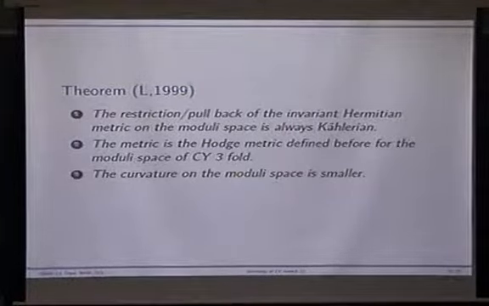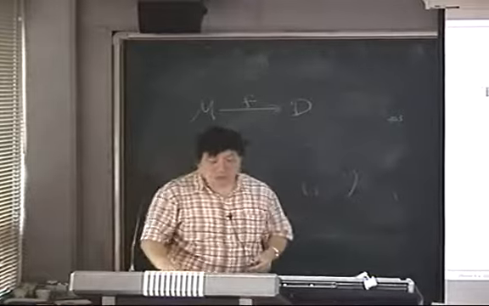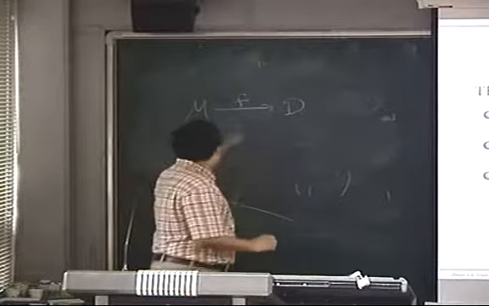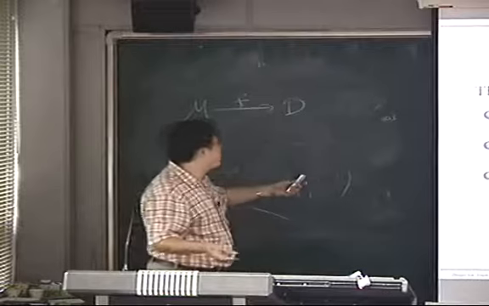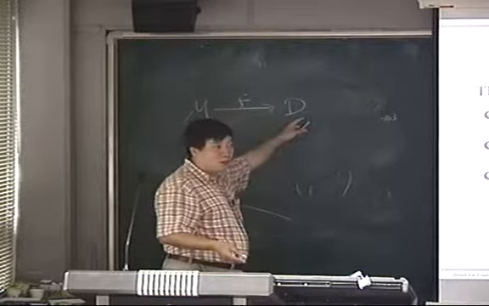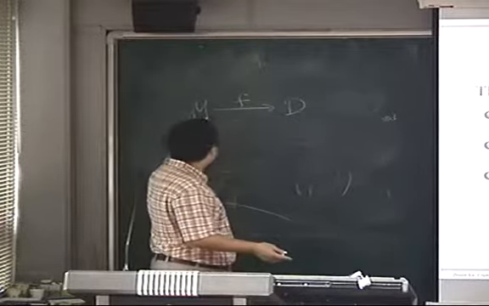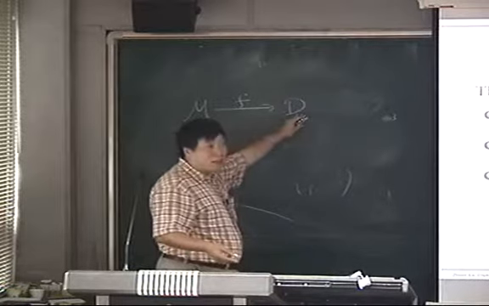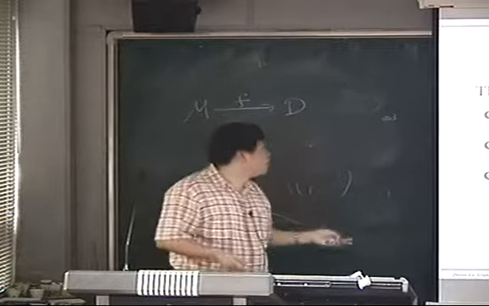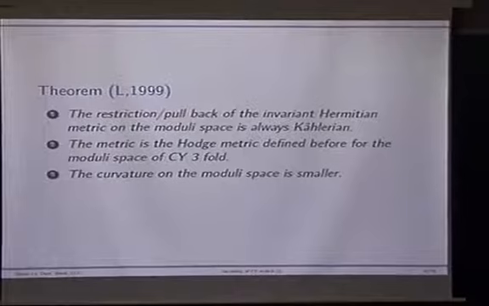Moreover, the moduli space is mapped to the classifying space, and with such a map, we can regard M as a submanifold of D. If D and M were Kähler manifolds, then we can say that the curvature of M should be smaller than the curvature of D, at least for the Ricci curvature. Now the situation is M is Kähler, D is not. But still, we are able to prove that the curvature on the moduli space is smaller.